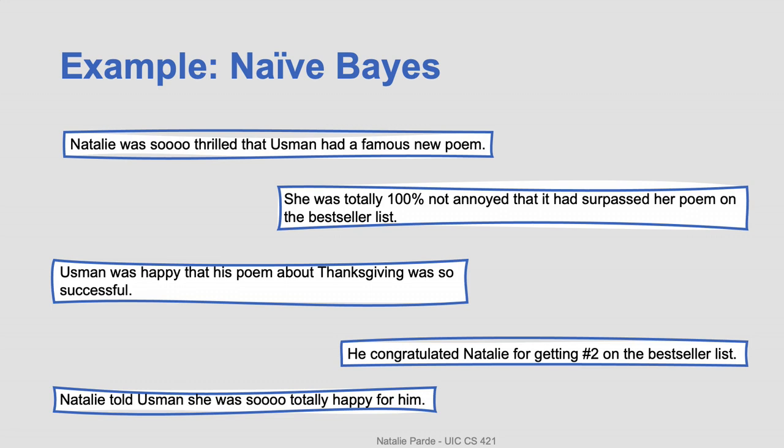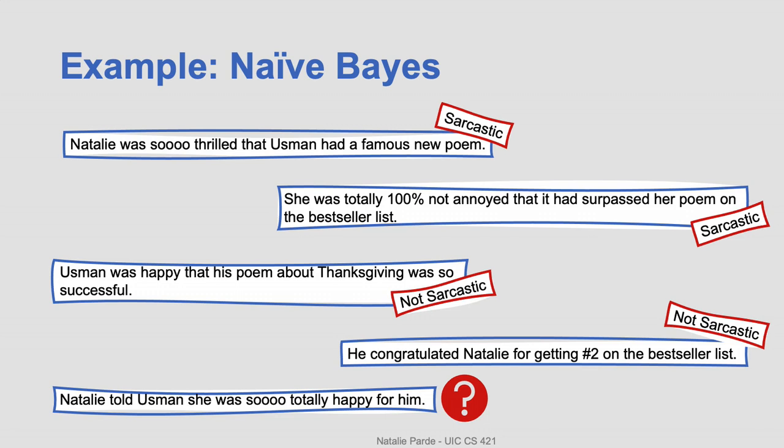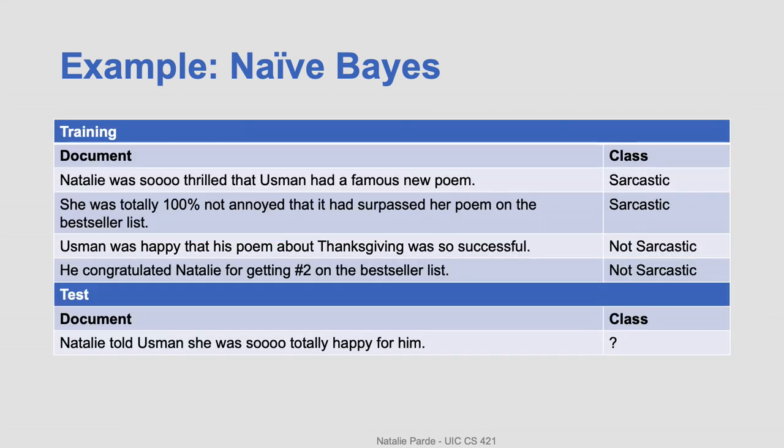So let's say we want to build a sarcasm detection model. We have a small data set with 5 different sentences, and we have labels for 4 of them. We want to train our model using those 4 sentences, and then use it to predict the label for the 5th sentence. We'll go ahead and organize the instances in a table divided into our training set and our test set.